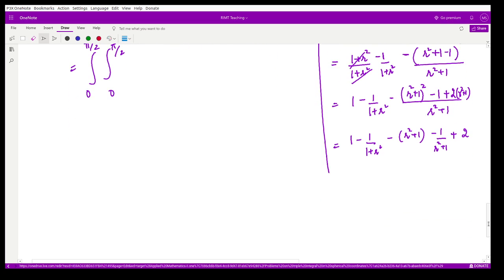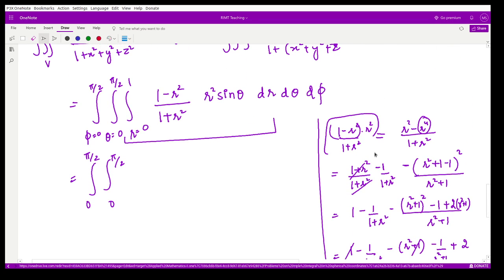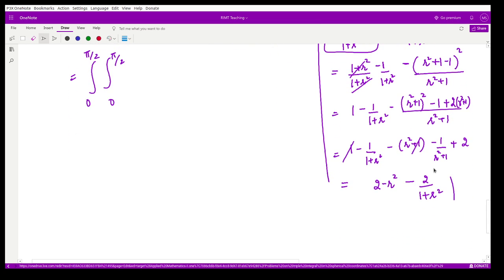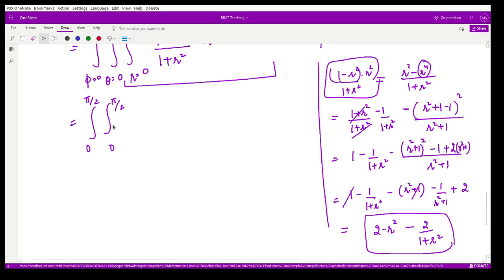So when you solve this, you finally have this one and this one cancels. So you will have the value as 2 minus r square and then minus 2 divided by 1 plus r square. So basically you have converted this term to this term by simple calculation. Now its integration can be performed. So I'm directly writing it over here. It would be 2 minus r square minus 2 upon 1 plus r square.